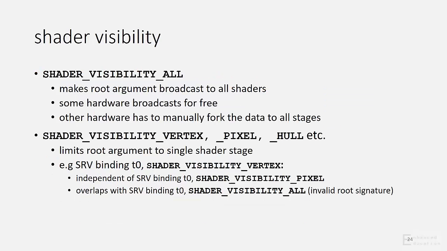You've seen that every root descriptor declaration includes a shader visibility declaration. The options are shader visibility all, which asks the hardware to broadcast each root argument to all shader stages. So that allows you to just set a given root argument once and have the hardware broadcast it. The other option is per stage shader visibility, like shader visibility vertex or pixel and so on.